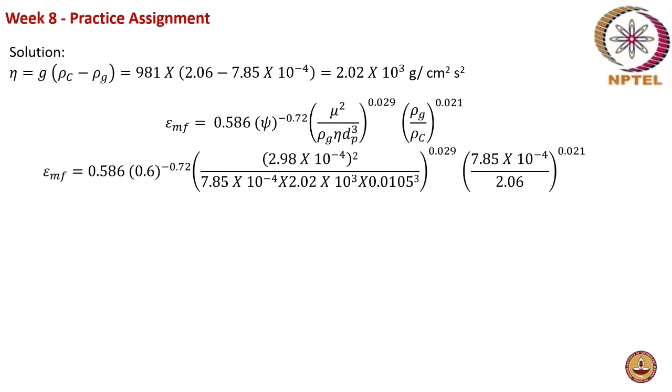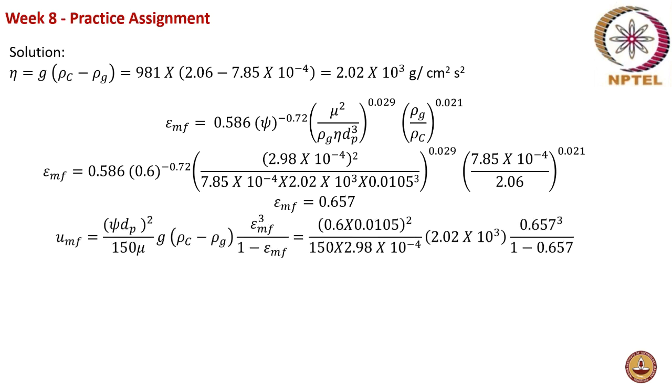Substituting all these parameters, we get the porosity at minimum fluidization as 0.657. The next is velocity at minimum fluidization. For this, we have the expression ψ dp squared by 150 μ, multiplied by g (ρc minus ρg) ε_mf cubed by (1 minus ε_mf). Here again we have all the parameters, and you end up with the minimum fluidization velocity as 1.48 centimeter per second, which is approximately equal to 1.5 centimeter per second.